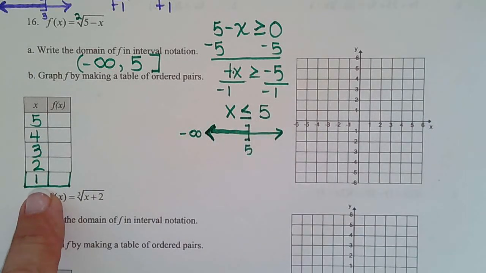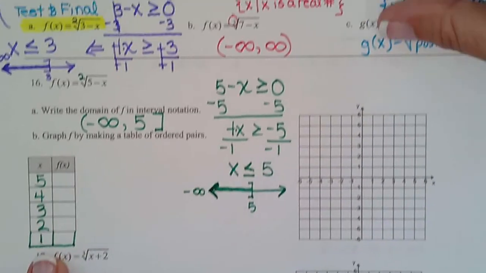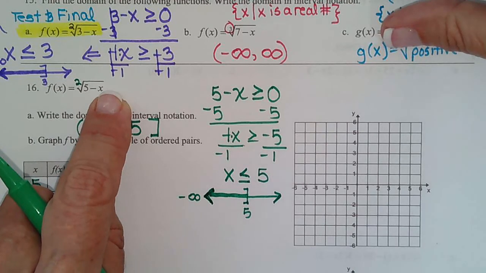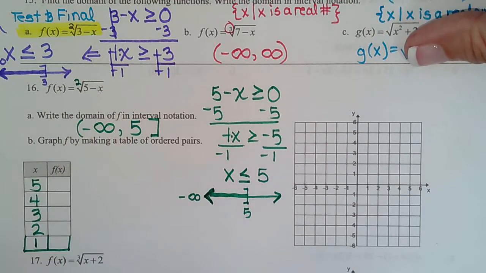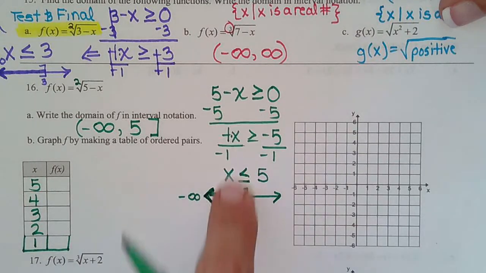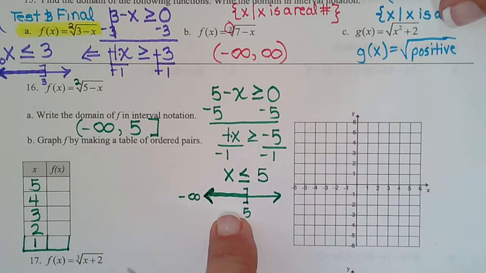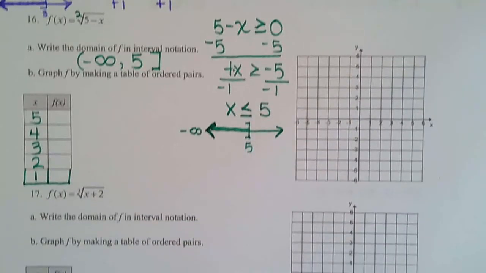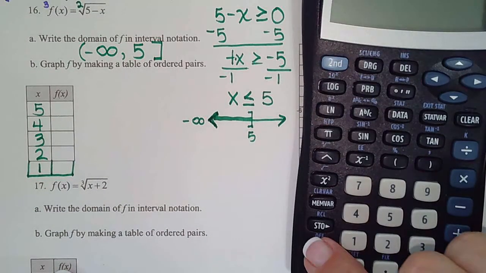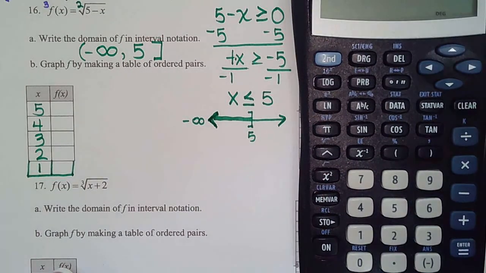So you're probably thinking, well, why can't I pick 6? Well, go up here to the original problem. 5 minus 6 is a negative. I don't know how to do the square root of a negative. It's not a real number. So that's why you have to do this step first to figure out what x's to use. Then you can move on to picking the numbers that work in your table.